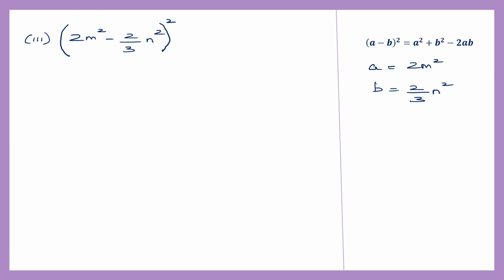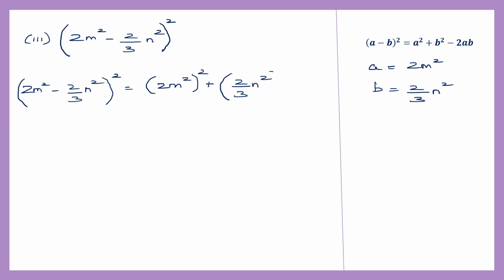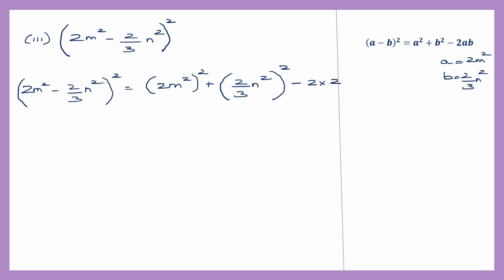So now let's apply the identity, because this is in the format of a minus b the whole square. So a square will be, first you write a, what is a? 2m square, and the square of this, a square, plus b square. Now what is b? 2 by 3n square. This is b, and here it is b square, so I have to write the square of this. Minus 2ab, so 2 into a, and what is a? 2m square, into b, and b is 2 by 3n square.